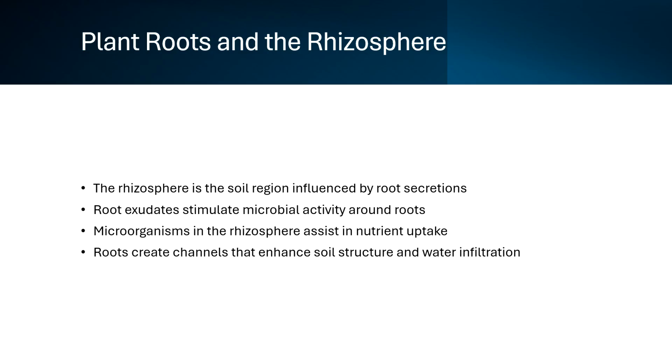The rhizosphere is a narrow soil region influenced by root secretions and microbial activity. Roots release exudates that fuel microorganisms, creating a highly active zone of nutrient cycling. Your textbook describes how roots also improve soil structure by leaving behind channels for water and air movement. This dynamic zone is critical for nutrient uptake, disease resistance, and plant growth.